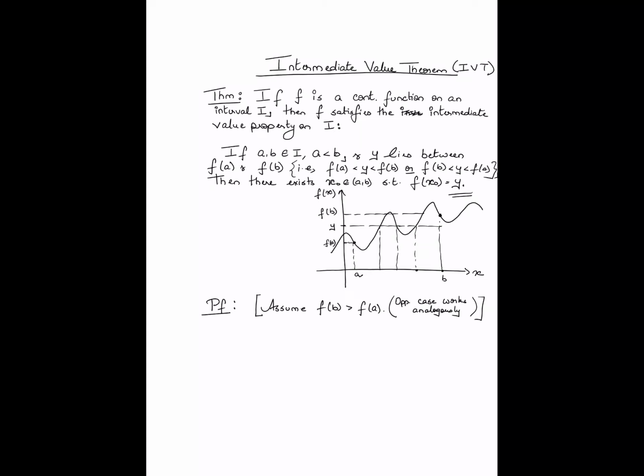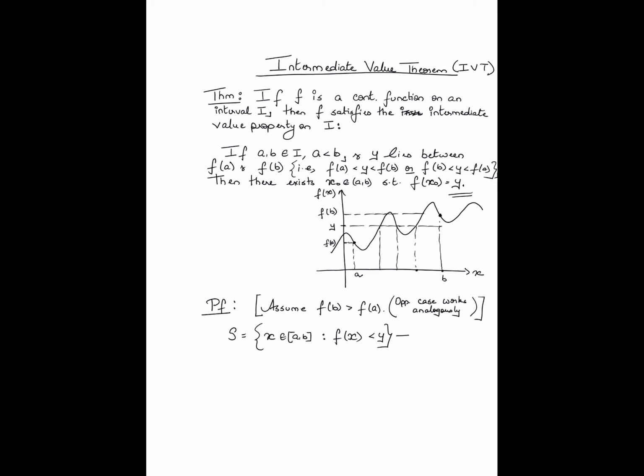Okay, so now here comes the construction itself. So I'm going to define the set S. What is the set S? It is the set of all real numbers between a and b satisfying the property that the function value is less than y. Just define S to be all of those numbers between a and b such that the function value is strictly less than y, right?